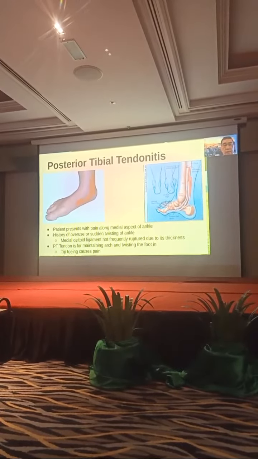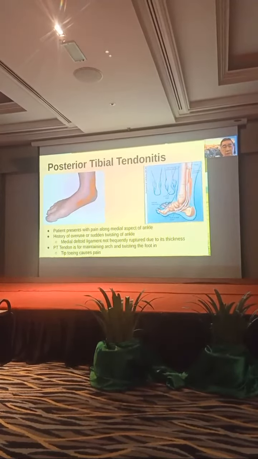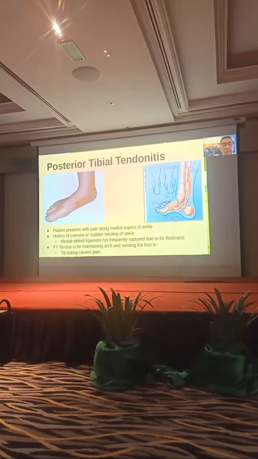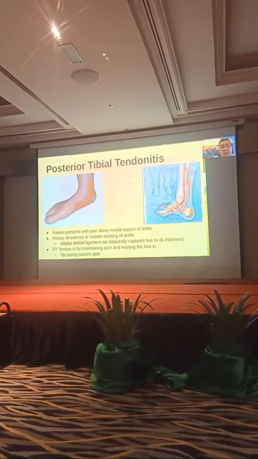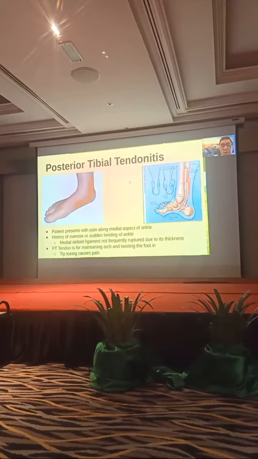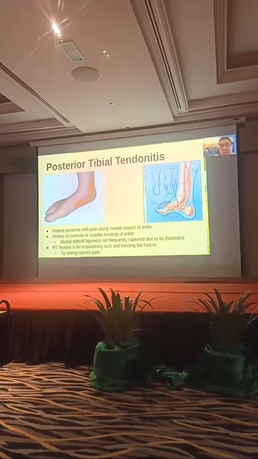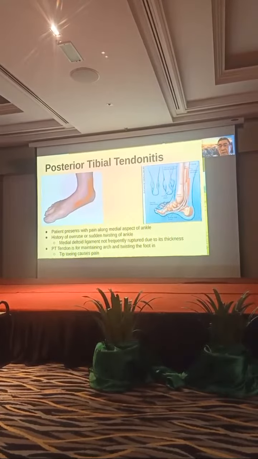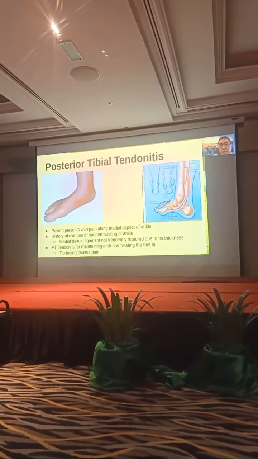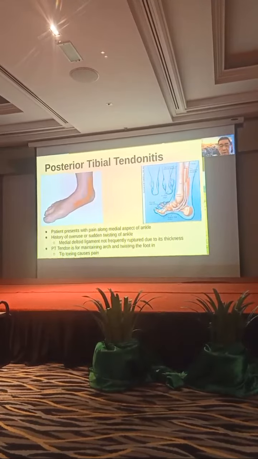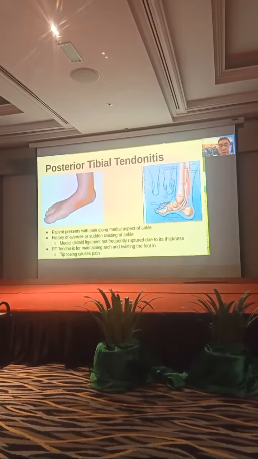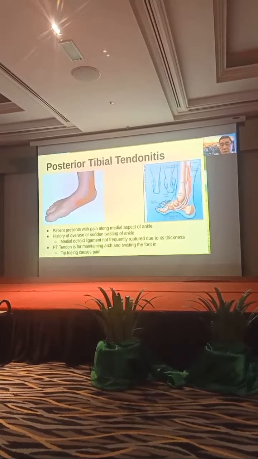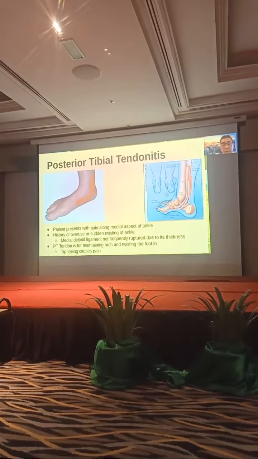Last of all, I'd like to talk about posterior tibial tendonitis. Patients like this will present with pain along the medial aspect of the ankle as shown here. There may be a history of overuse or sudden twisting of the ankle. The medial deltoid ligament is not frequently ruptured due to its thickness, so I normally do not take this as my first diagnosis. However, the posterior tibial tendon is there for maintaining the arch and twisting the foot, and this is the tendon that is commonly injured.